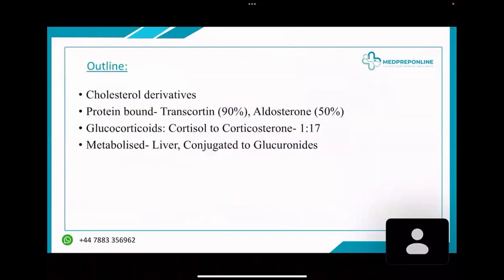Now, all of these are cholesterol derivatives, and most of them are protein bound. Now, cortisol, which is the main hormone, it's mostly bound to albumin in the form of transcortin, and aldosterone is only 50% bound. In glucocorticoids, the secretion of cortisol to corticosterone is 1:17, but the more potent form is cortisol. Most of the functions that occur in the body are because of the effect of cortisol. These are metabolized in the liver. They are mostly conjugated to glucuronides, to a lesser extent to sulfates, and are excreted in urine and bile.